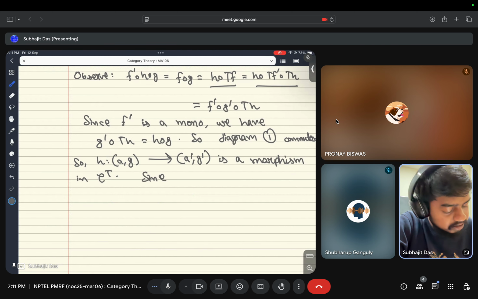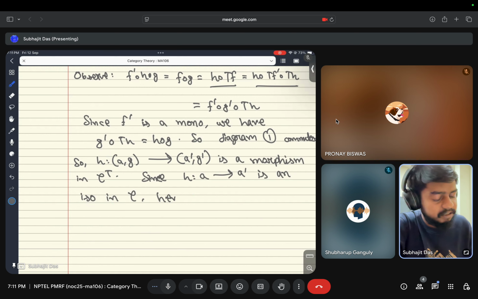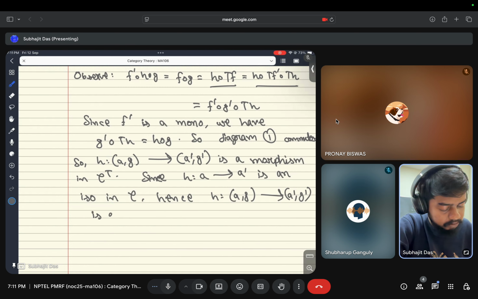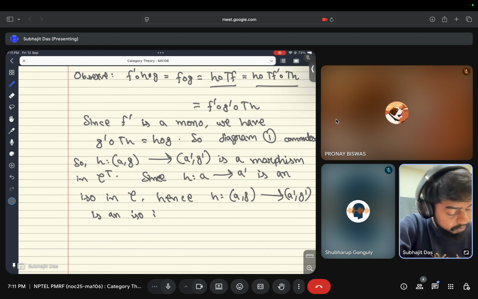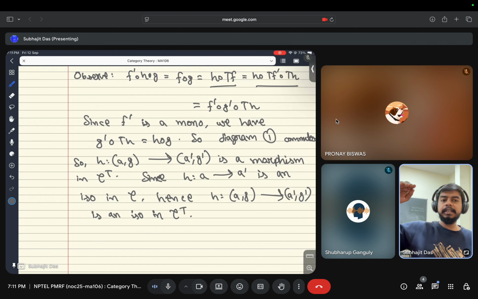Since H from A to A prime is an iso in C, hence H from A, G to A prime, G prime is an iso. Why is this the case? So you start with a morphism in C power T, the category of T algebras. Look at its image under the forgetful functor. The image arrow is an isomorphism. So why does that mean that the original arrow that you started with is an isomorphism?